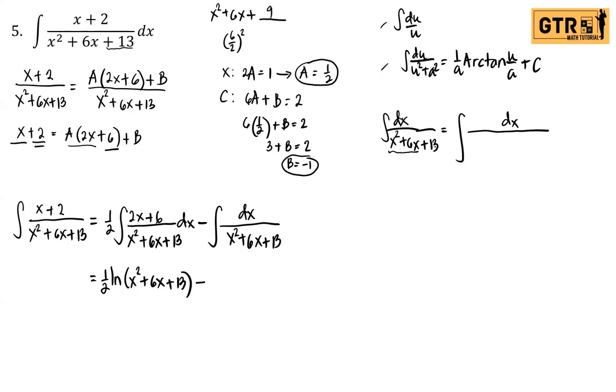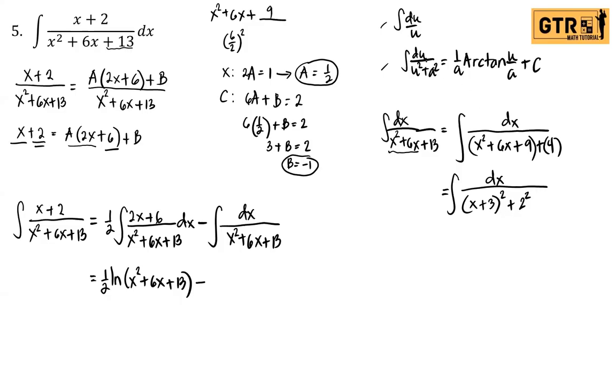So therefore, we break 13 into 9 plus 4. Okay, so we have x squared plus 6x plus 9 and then plus 4. And then we will regroup that and express this as a square of binomial. So therefore, we have the integral of dx over x squared plus 6x plus 9 plus 4, that is equal to x plus the square root of 9. So x plus 3 squared, and then 4 can be written as 2 squared.